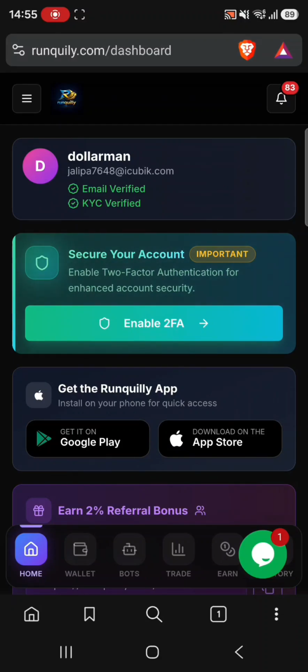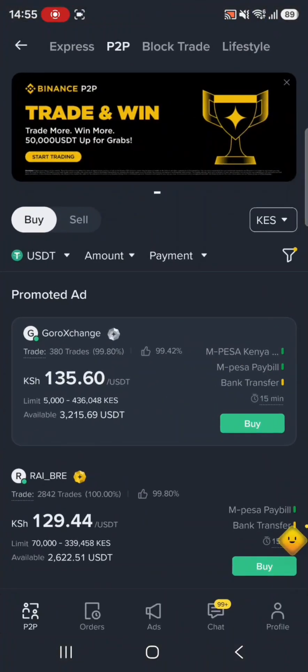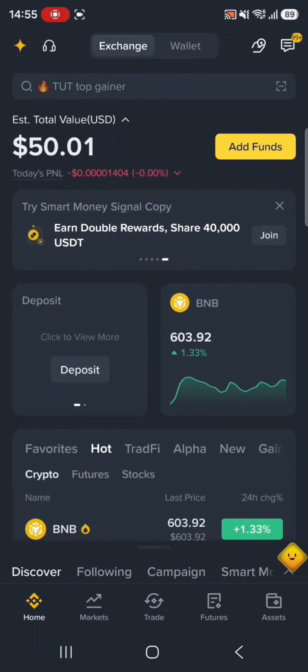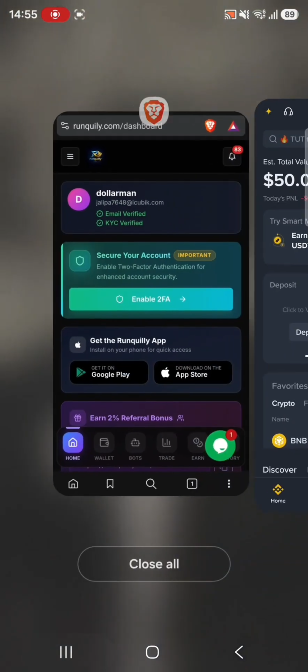So I said we'll be trading crypto arbitrage trading, buying low on Binance, selling high on Ranquilly, but the merchant in Ranquilly will send our profits direct to our Binance account. So let's check the balance for now. In our Binance account, we have 50.01 USDTs.